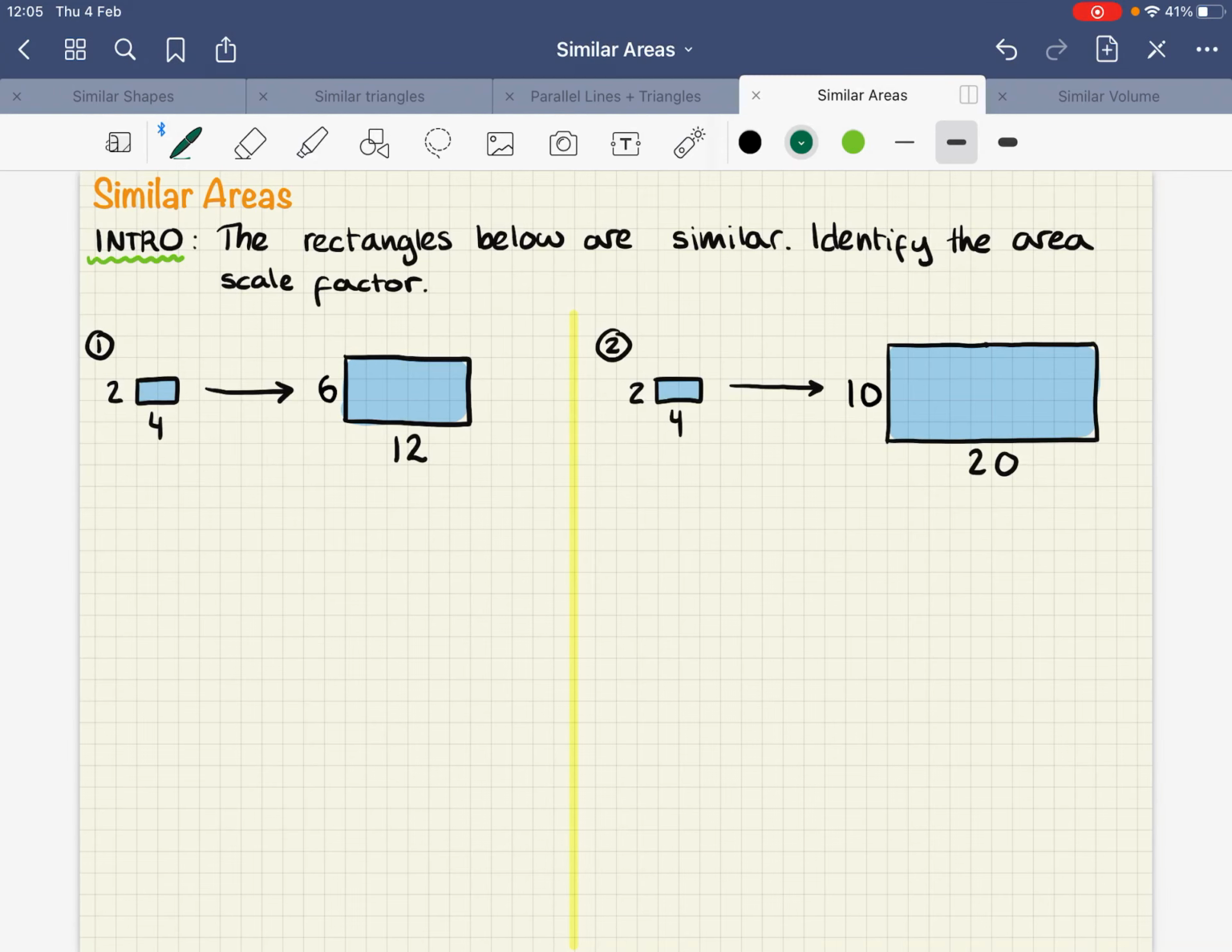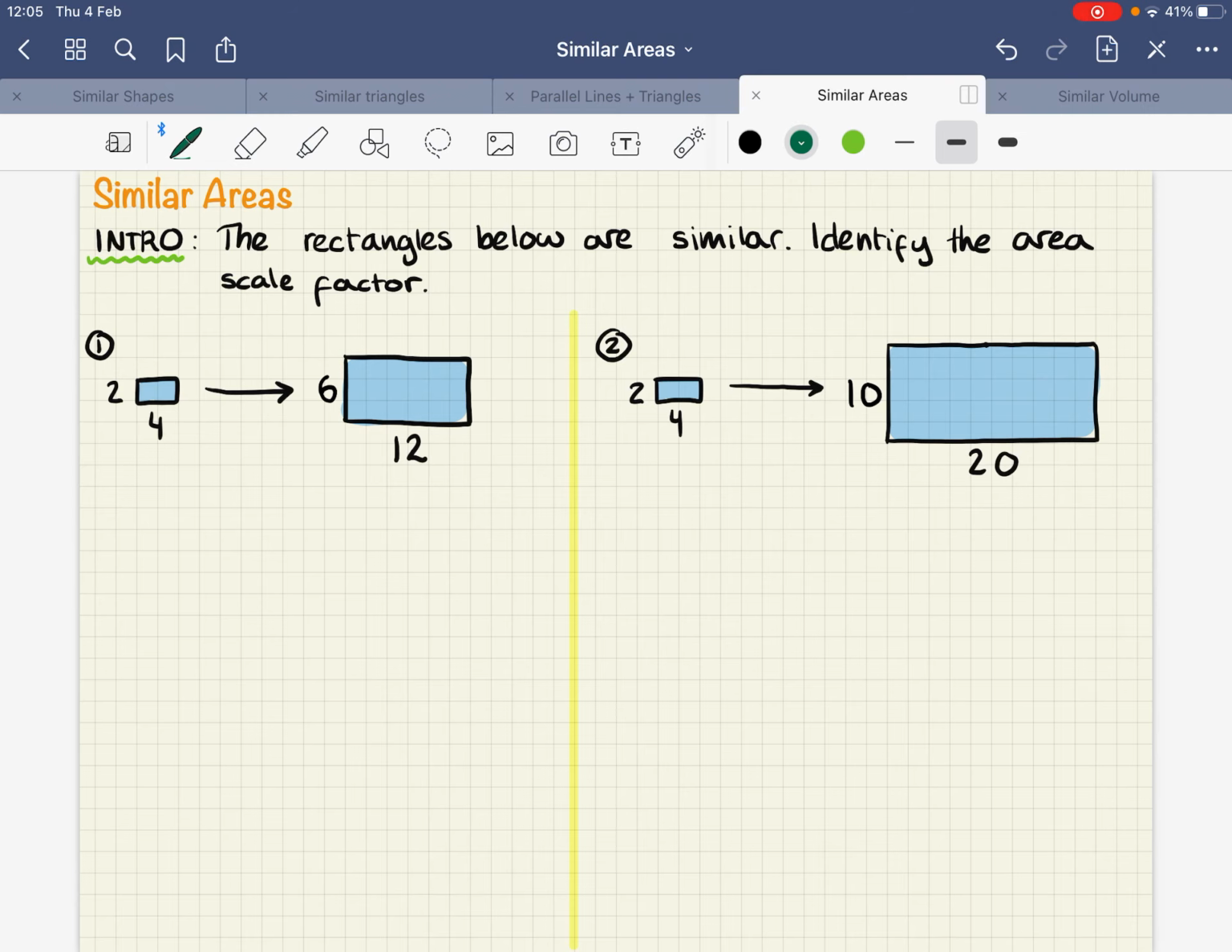Alright, so in this video we're going to be looking at similar areas. This is going to build on all the similar shape stuff we've done previously, and now we're going to be dealing with identifying what the area is of an enlarged or reduced shape. So to begin with, as a little introduction, I'm going to show how we come about identifying the area scale factor and why we do what we do.